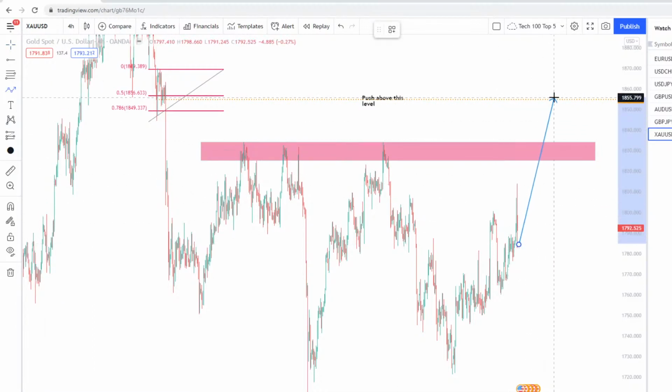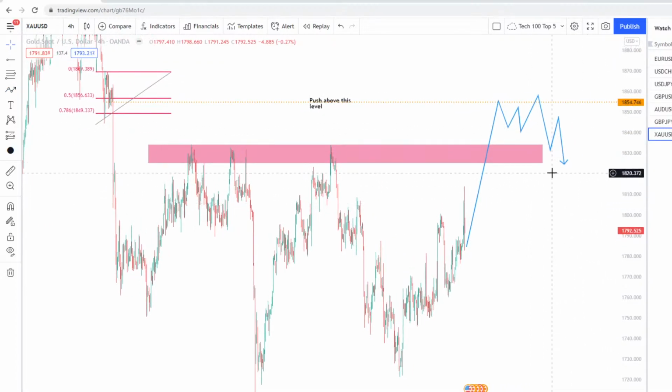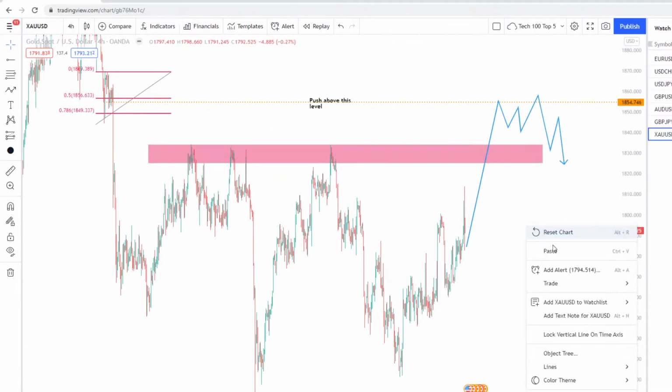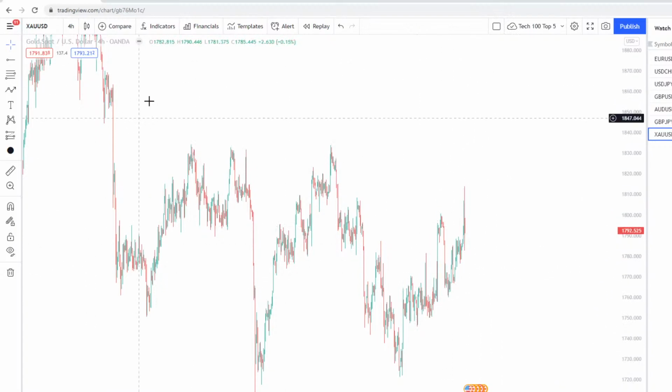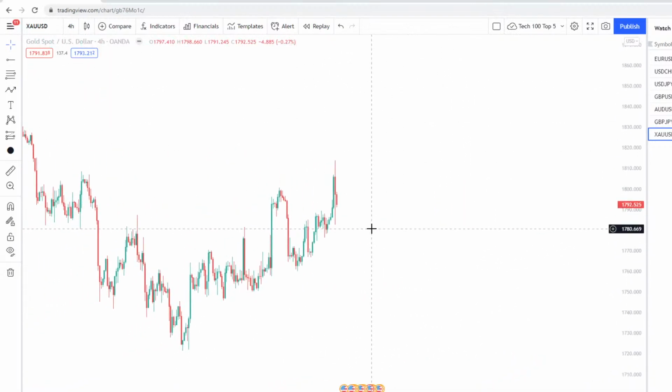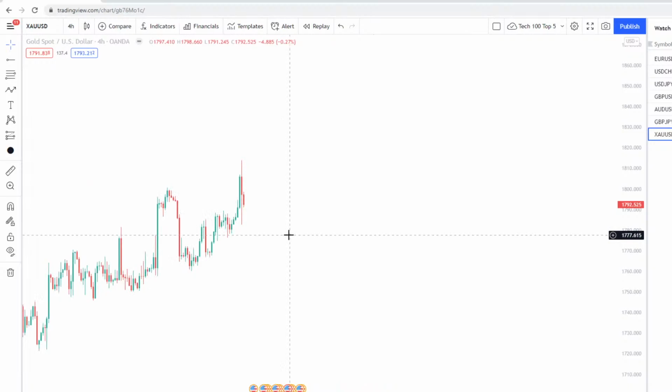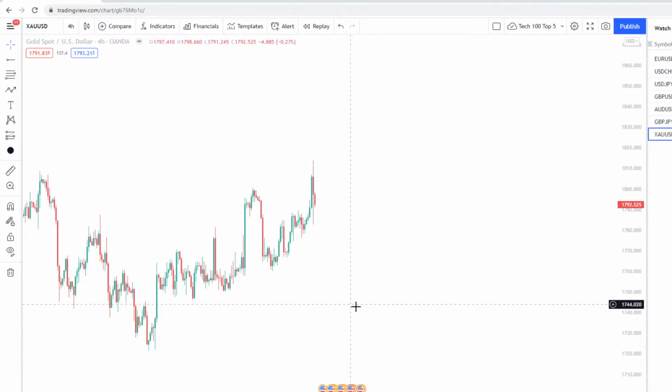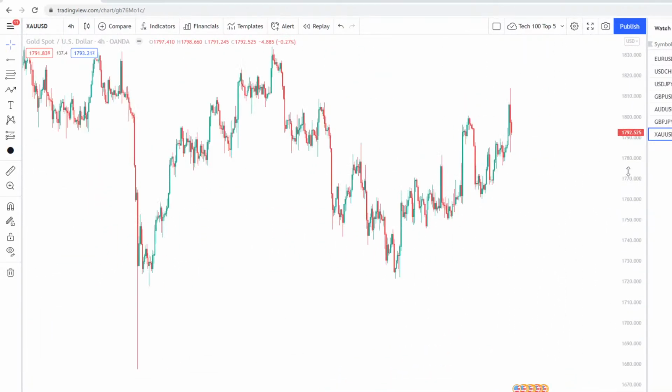So this is the type of push we want to see. Push above these highs, and then we want to start seeing a sideways movement, maybe a run on liquidity, break of structure, and then continuation down. So this is what I would be looking for on gold. And you can obviously take a long position into this area, but that's not something I would advise. But if you are good on the lower time frame, you can look to do something like that.